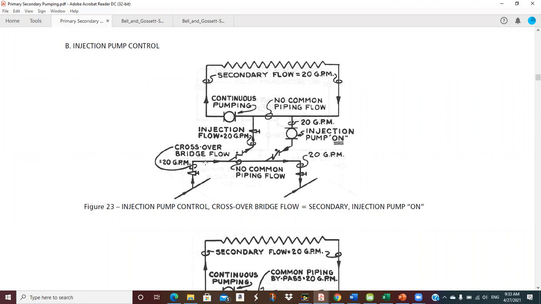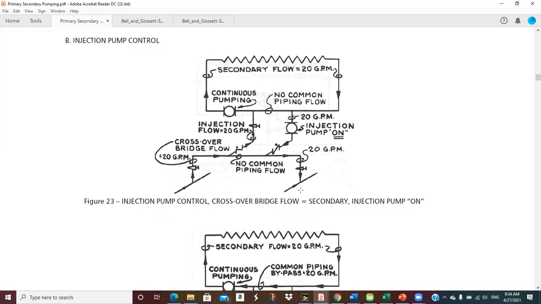So with the injection pump on, I've got my 20 GPM coming up into my crossover bridge. All of that then goes up this injection riser to the secondary. And since it's flowing 20, all that 20 then gets pumped by the secondary pump through the coil. And then it comes back down to this second injection riser. It gets pulled down by the injection pump, put back into the crossover bridge, and goes to the return. So, pretty slick operation.